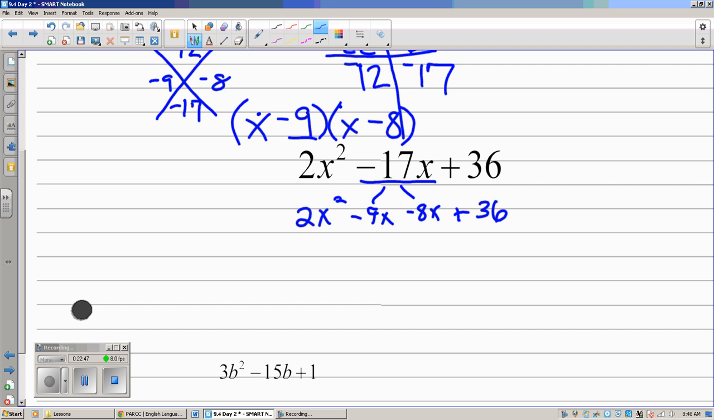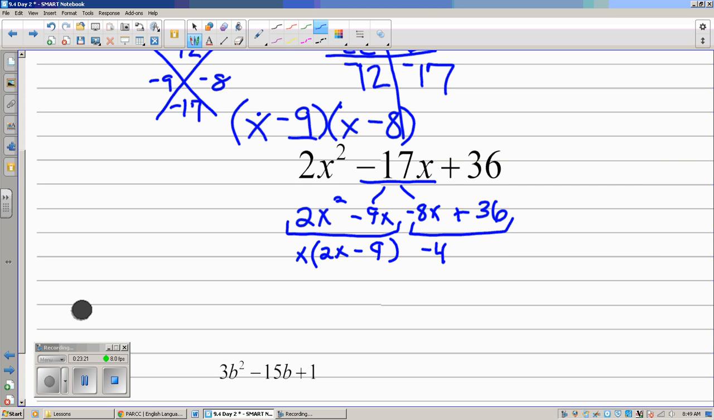Well, I don't even have to rearrange it. I've got a common factor there, a common factor of x. So I'm going to pull out an x, and that leaves me with 2x minus 9. And then on this other part, I've got a common factor of 2, 4, negative 4.